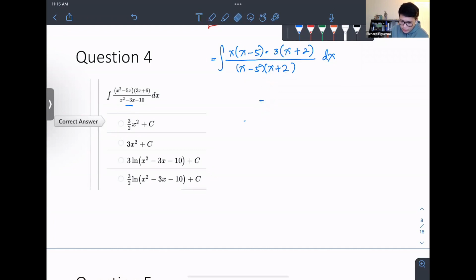So that would be the factor. So this would be product. Therefore, x minus 5 and x minus 5 is common. x plus 2 and x plus 2 is common as well. So leaving us only to have the integral of 3x dx, which is simply 3x squared all over 2 plus c, or 3 over 2 x squared plus c.